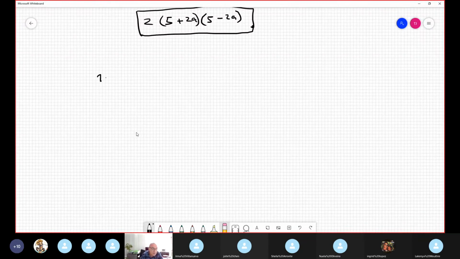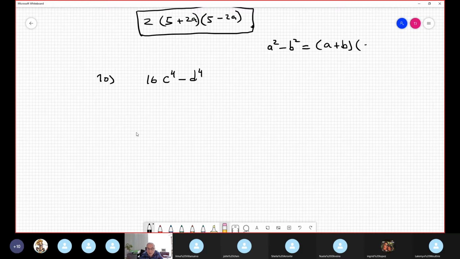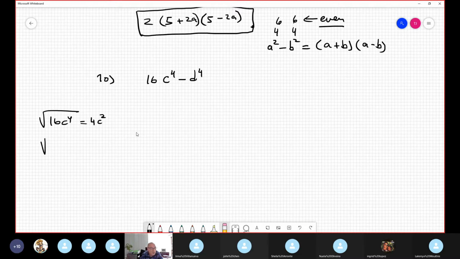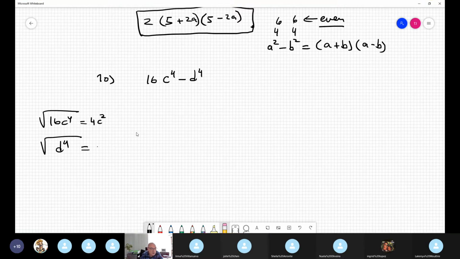Number 10: 16c^4 minus d^4. Are we applying the same formula or no? This is my formula. This formula is applied regardless of whether the exponent is 2 or 4 or 6. If it's an even number, you can apply that formula. The square root of 16c^4 is 4c squared, and the square root of d^4 is d squared.